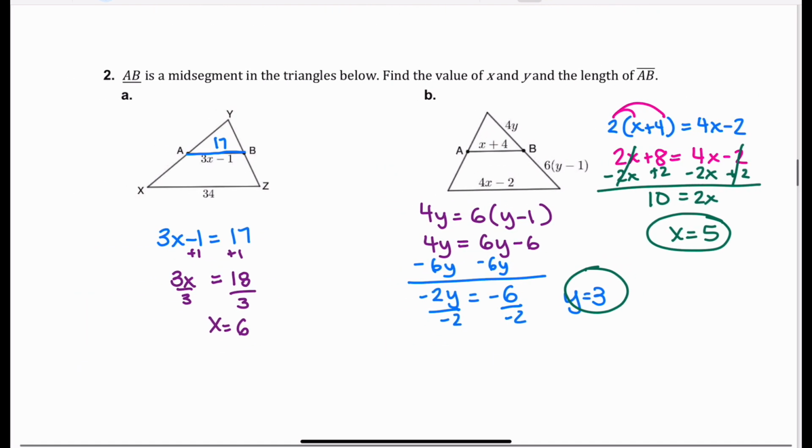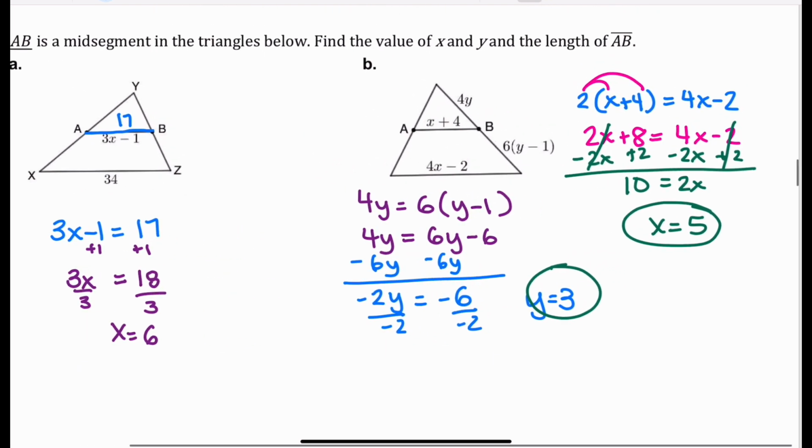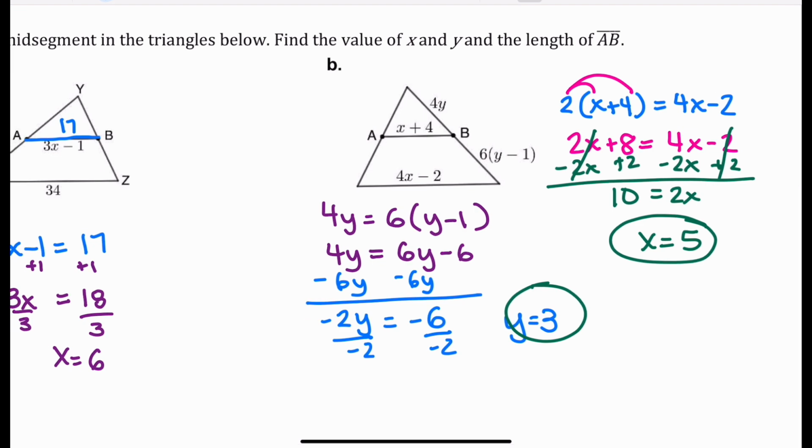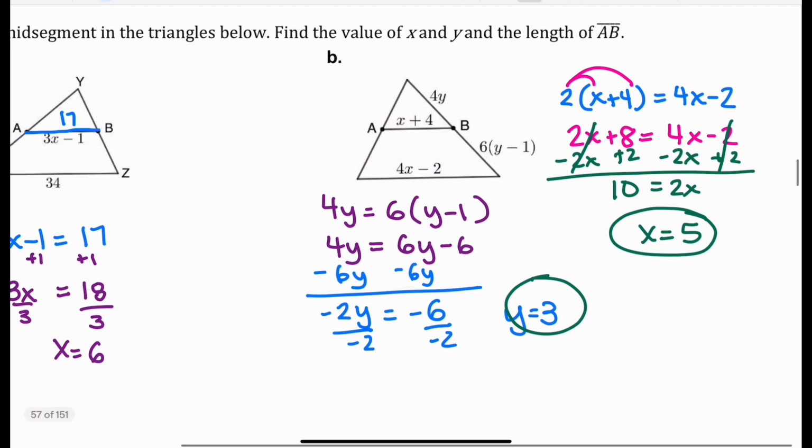Now, I forgot to find the length. I want to find the value of x and y and the length of AB. AB is going to be this section right here. If x is 5, I put a 5 in here. 5 plus 4 is 9. So this piece would be 9. And then if I plug the 5 in for x, 4 times 5 is 20. Minus 2 is going to give me 18 for this length. And you'll see that the AB length is exactly half of this bottom piece here at the base.